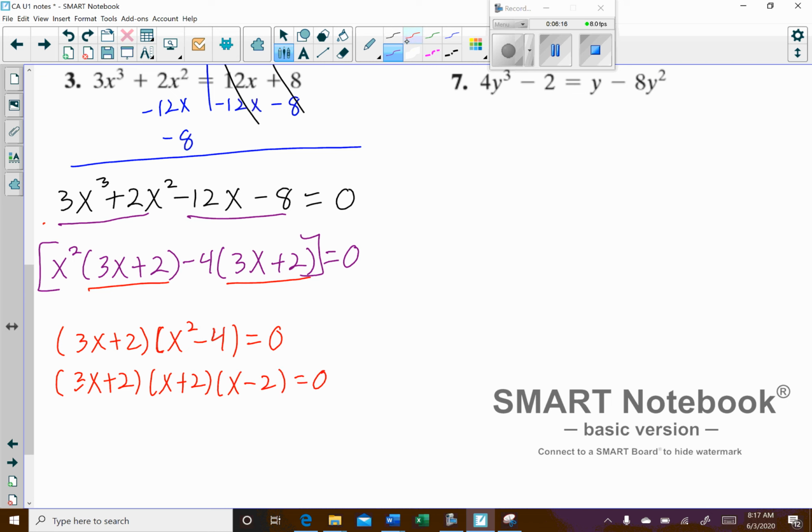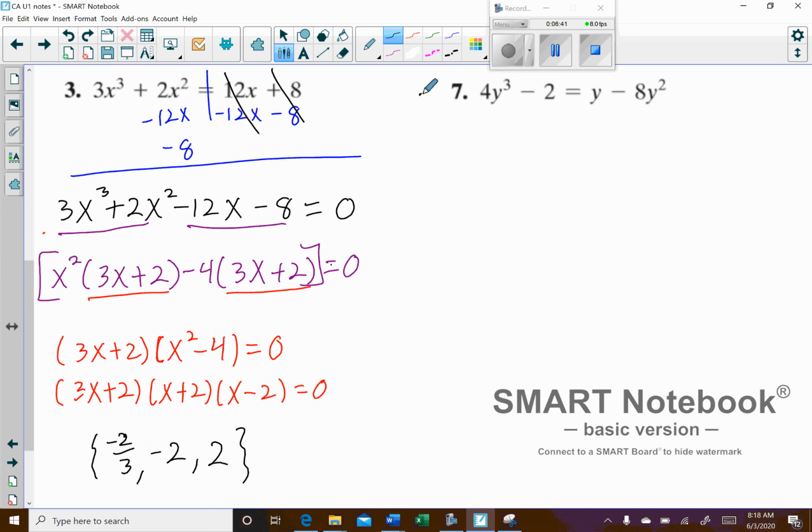So once again, we have 3 answers for this one. So the first one will be, let's see, if you were to take this and set it equal to 0, you would get negative 2/3. Set this equal to 0, you get negative 2, and then positive 2. Once again, the order that you list them doesn't actually make a difference, so don't worry too much about that.